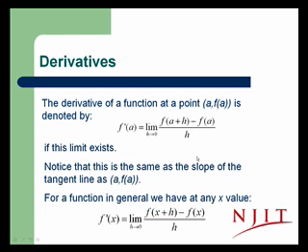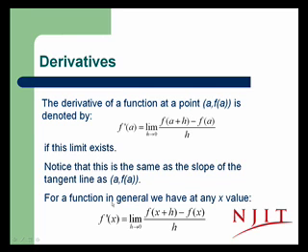Today we'll discuss derivatives. We define the derivative of a function at a point (a, f(a)) to be the limit as h goes to 0 of (f(a+h) - f(a))/h. We can recognize the expression to the right of the limit as the slope of the secant line from x = a to x = a + h. As h goes to 0, the expression becomes the slope of the tangent line. So the derivative of the function is simply the slope of the tangent line if that limit exists.